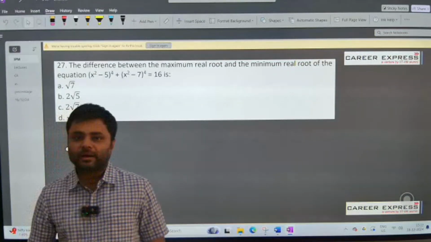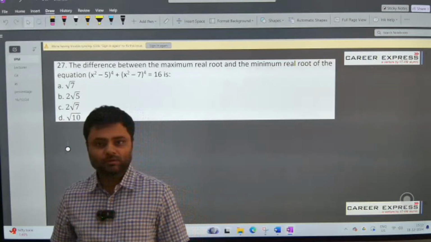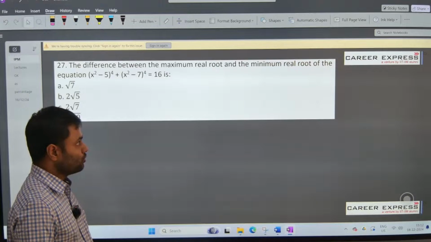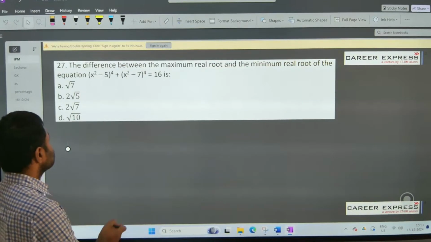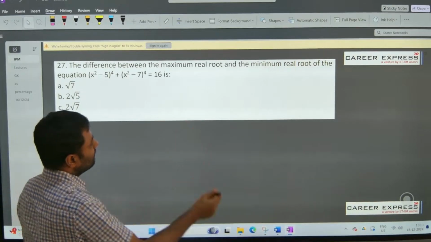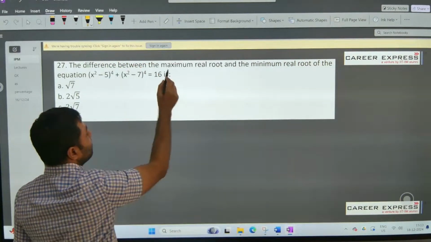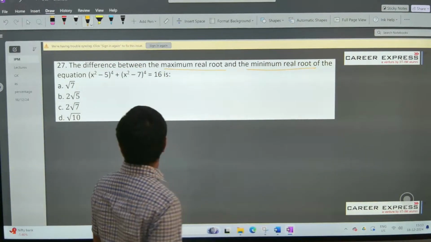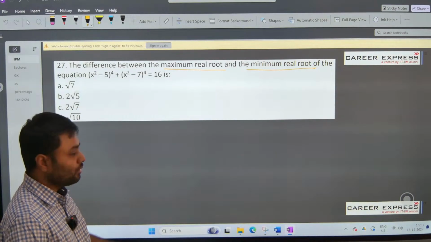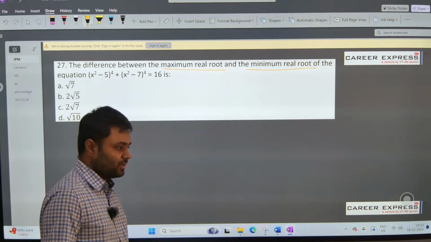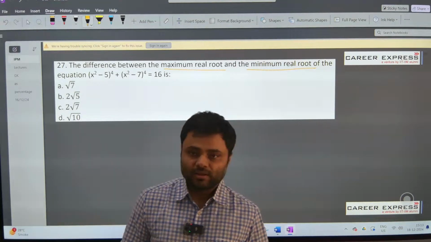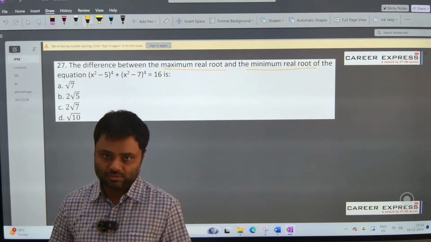This is a question from the IPMAT Indore 2024 paper QA section, and the question is based on equations and their roots. The question says: find the difference between the maximum real root and minimum real root of the equation. So we are given an equation, we need to find all of its roots and then find which one is the maximum or the highest root, which is the least root, and then find the difference between those two roots.